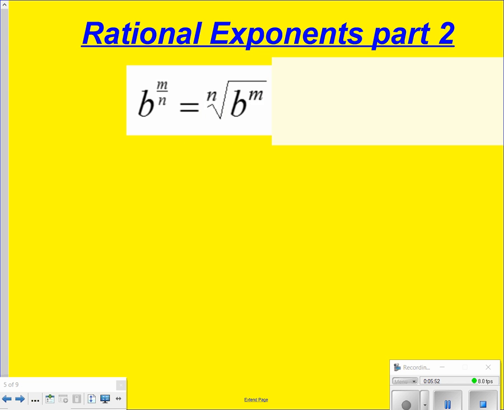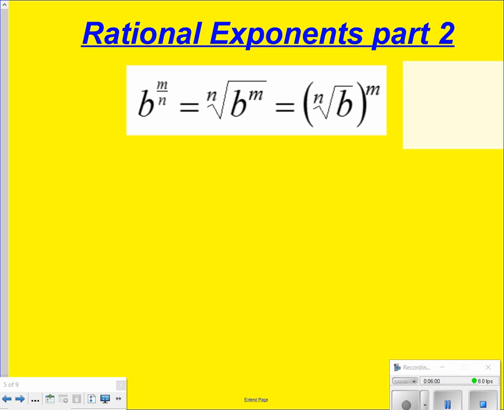Is the same thing as the nth root of b to the m, or it's the same thing as the nth root of b raised to the m power. And I'm going to do a quick proof as to why exactly this works also. Okay? So make sure you write down this rule. You don't have to write down this proof, but just follow with me and then do the examples along with me as well.